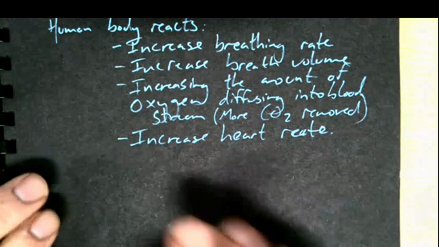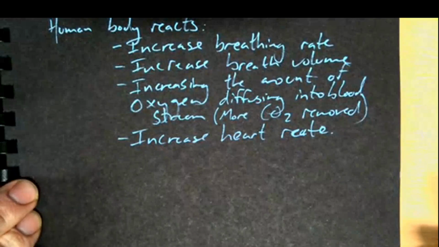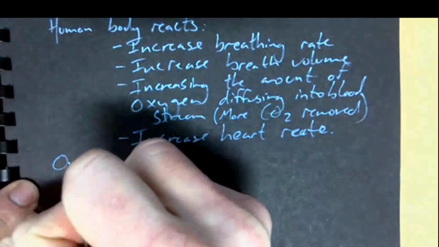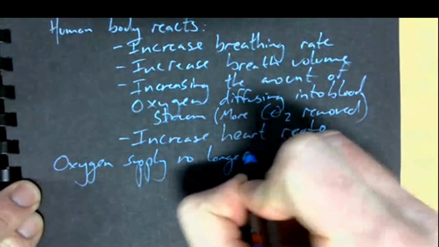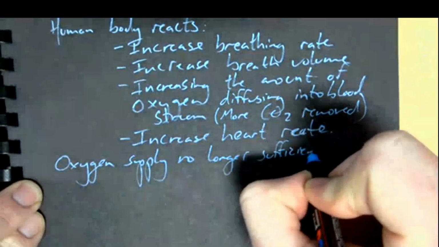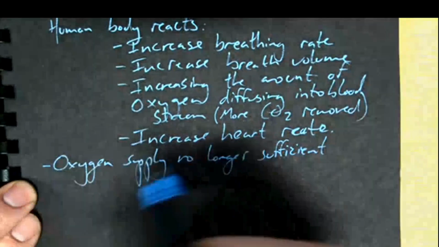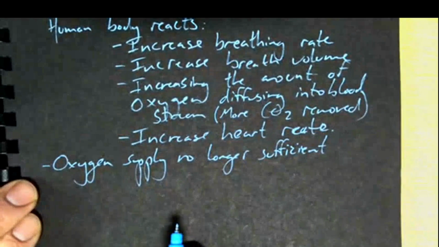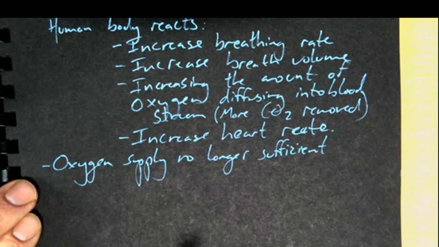However, we're going to carry on exercising quite vigorously, and at some point the oxygen being supplied is no longer sufficient. You're still doing the exercise, you still need the energy for the contractions, but it doesn't matter how fast you breathe, how fast your heart rate is going, you're now not able to get enough oxygen to those cells, and that can happen quite quickly, particularly with high intensity, short, sharp bits of exercise.